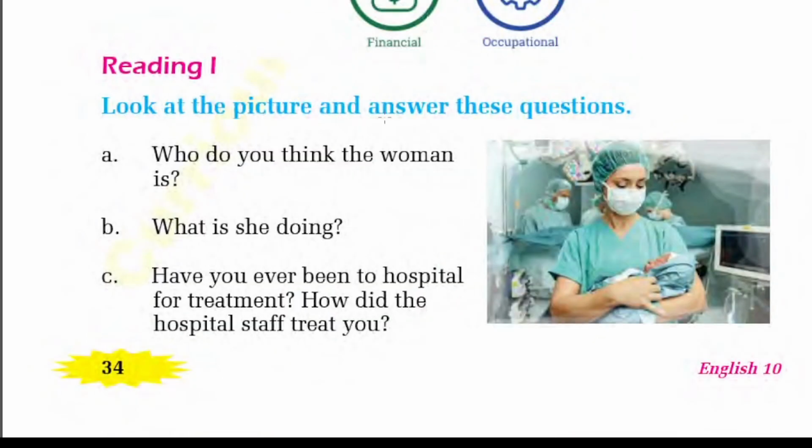Reading 1. Now look at the picture and answer these questions. A. Who do you think the woman is? The woman is a nurse. What is she doing? She is taking care of a child. Have you ever been to hospital for treatment? How did the hospital staff treat you? So you can write your own answer now.